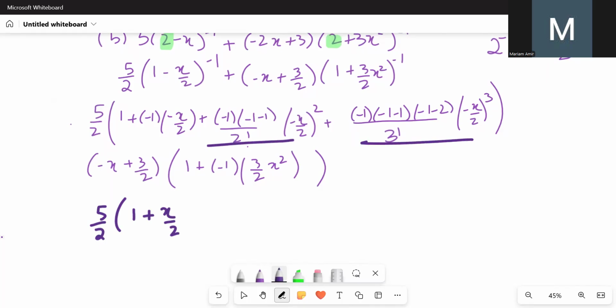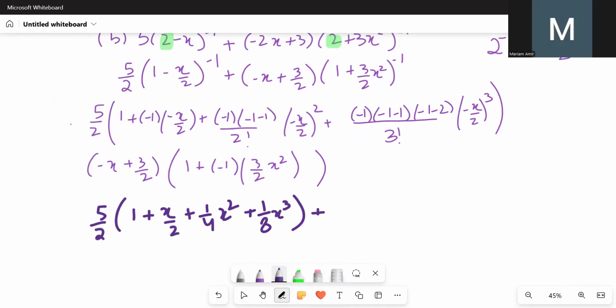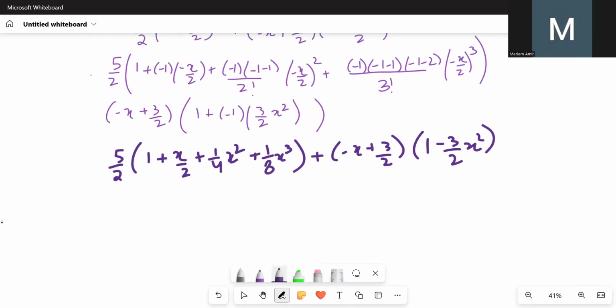Calculate this term and this term in your calculator. Just replace x with 1 for the time being, and you will get 1 by 4 x squared and 1 by 8 x cubed. And then plus (minus x plus 3 by 2)(1 minus 3 by 2 x squared).